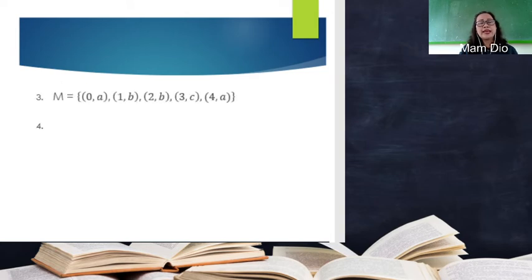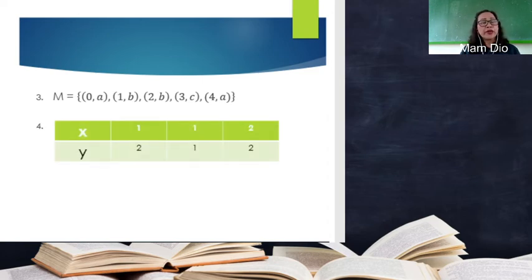For number 3, I have a set M which has a relation of numbers corresponding to letters. Notice the ordered pairs: 0 corresponds to A, 1 corresponds to B, 2 corresponds to B, 3 corresponds to C, and 4 corresponds to A. This is an example of a relation, but this is not a function.